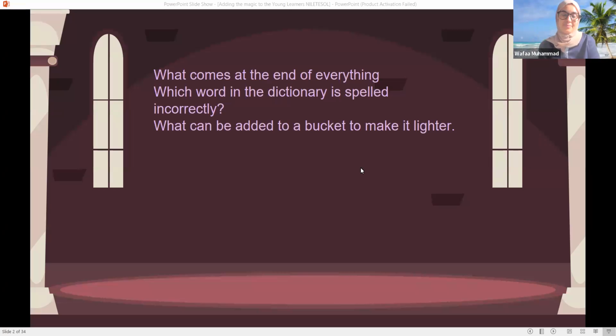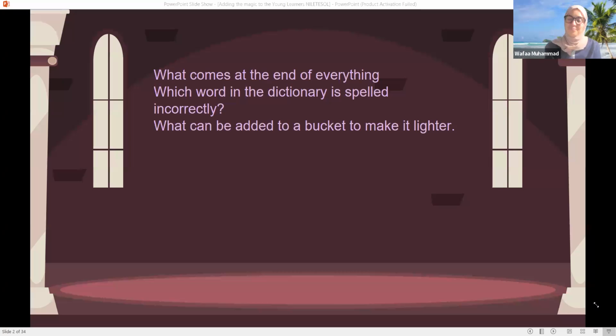Think. Letter S? No. If you add letter S, it's gonna be buckets. It's plural. No, it's not a letter. Does anyone know? Money? No. If you add money, it's gonna be heavier, not lighter. Think.